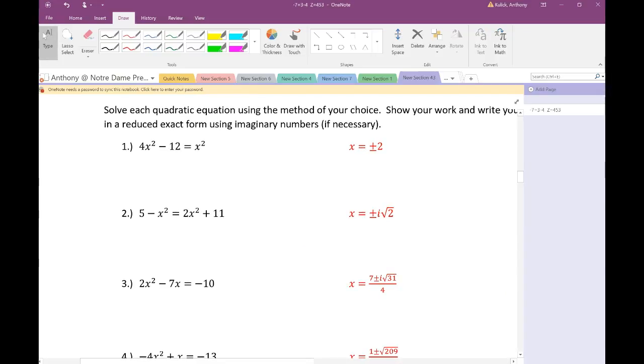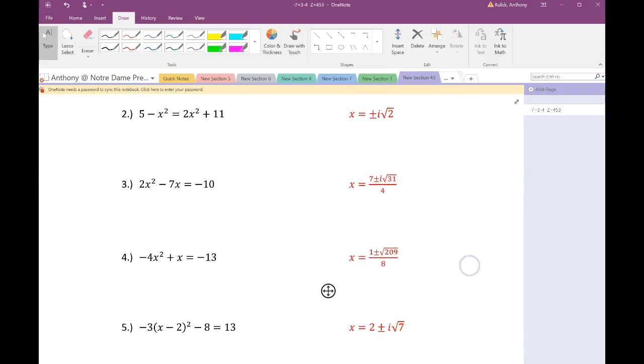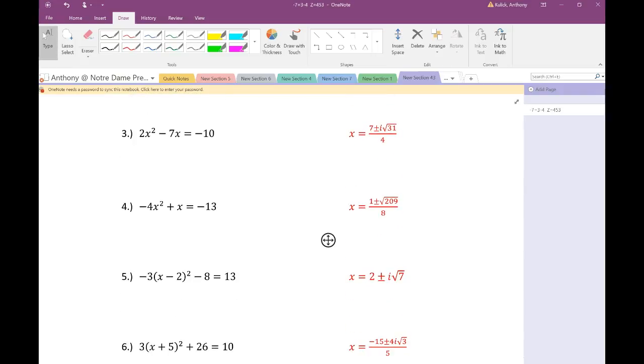So we're asked to solve each quadratic equation using the method of your choice. Show your work and write your answer in reduced exact form using imaginary numbers if necessary. You can use that from all the problems, although you have to do some pre-processing if you do that for every one of them. Some of them might be easier to use, like the reverse order of operations.